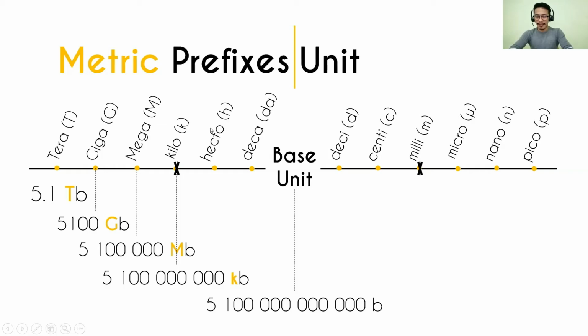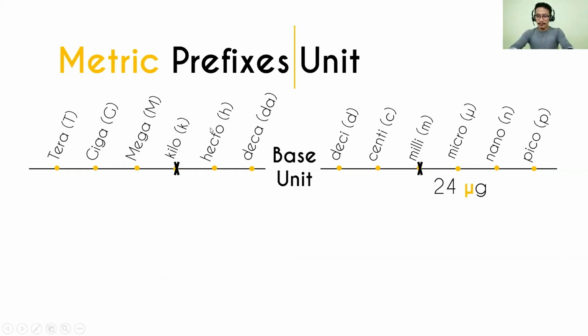Let's try another example. What if we have 24 micrograms? Micro is, nandito si micro. Yan, micro. So that means we need to mark this point. Kasi dyan tayo magsisimula. What if we are going to convert micro to milli? How many movements of our decimal place? 3. Bakit? Because that is beyond the X mark. 3 movements to the left. Kasi papunta siya sa left. So that means we just move.